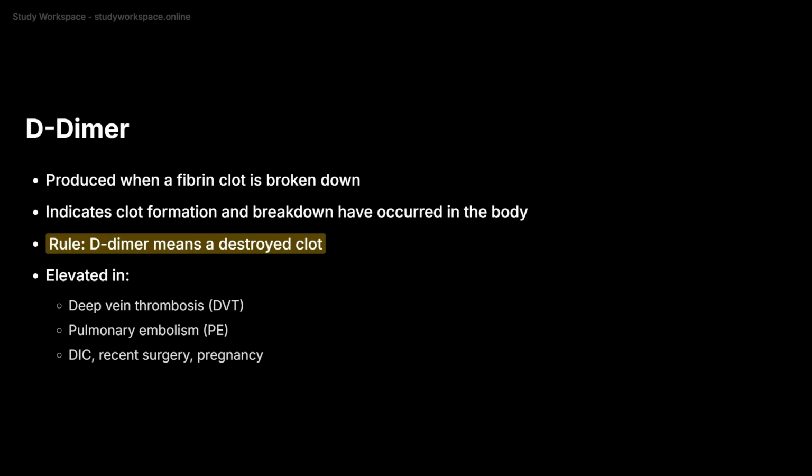Next is D-dimer. D-dimer is produced when a fibrin clot is broken down. A raised D-dimer indicates that clot formation and clot breakdown have occurred somewhere in the body. It may be elevated in deep vein thrombosis, pulmonary embolism, disseminated intravascular coagulation, recent surgery, pregnancy, infection, and many other conditions. Remember this simple phrase: D-dimer means a destroyed clot.